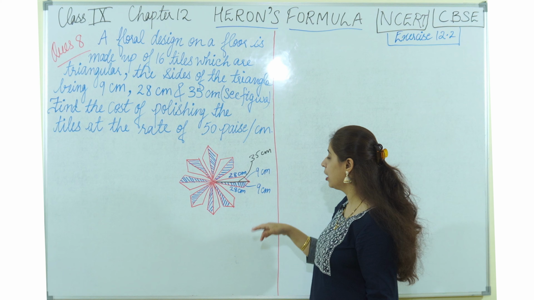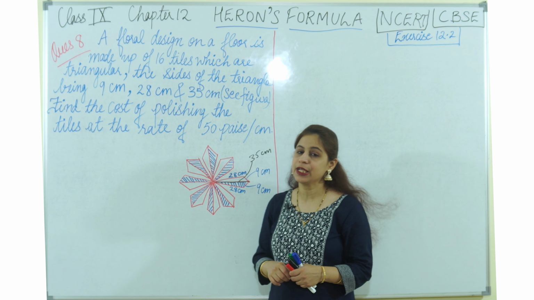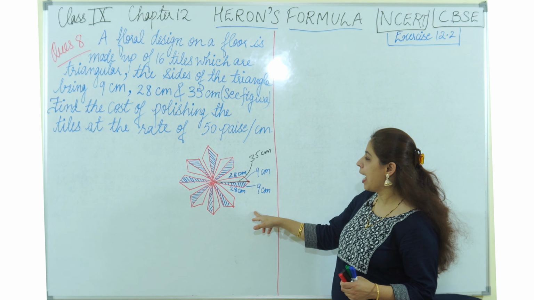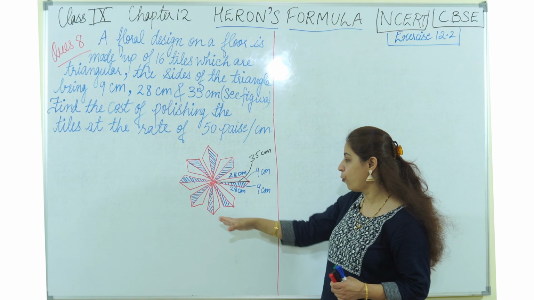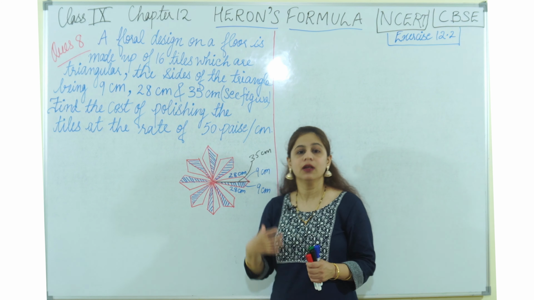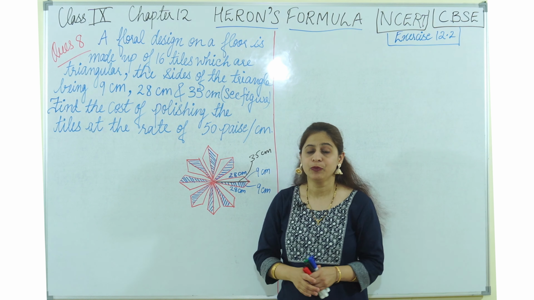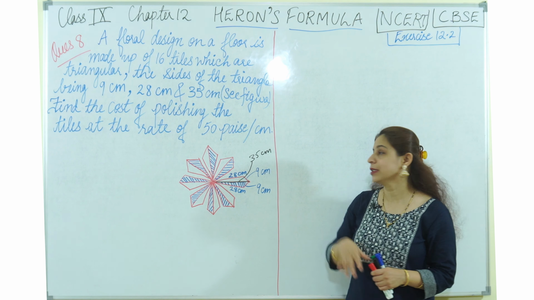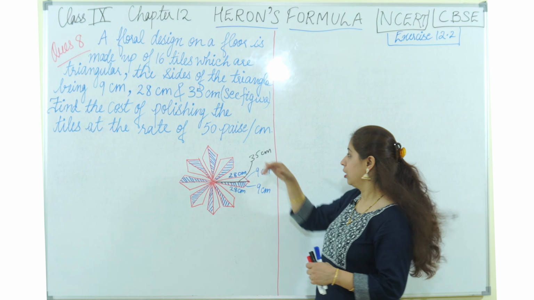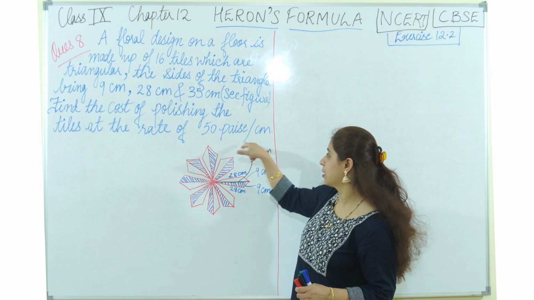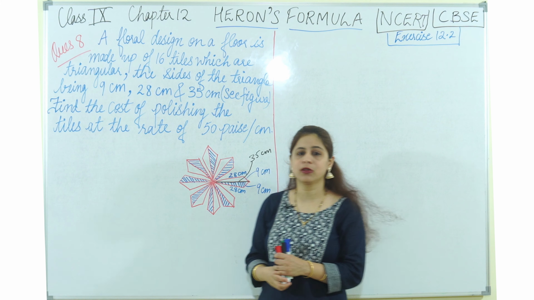Okay, so let us find out the area of one triangle first, then multiply it with 16, and when we multiply it with 16 we will get the area of the whole of the tiles to be placed in the floral design. Then after that we can multiply the whole area with the rate of 50 paisa per centimeter and we can get the cost of polishing. Okay, so let us start the question.